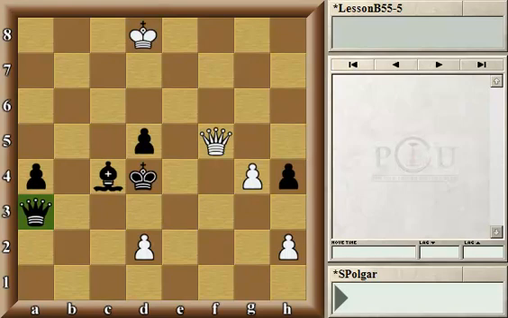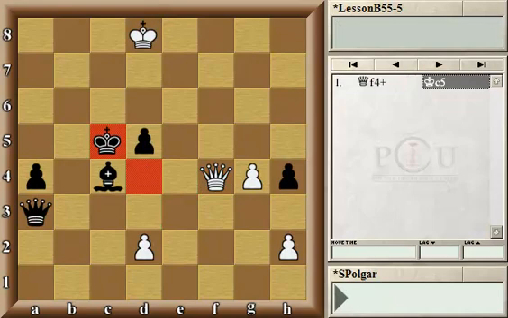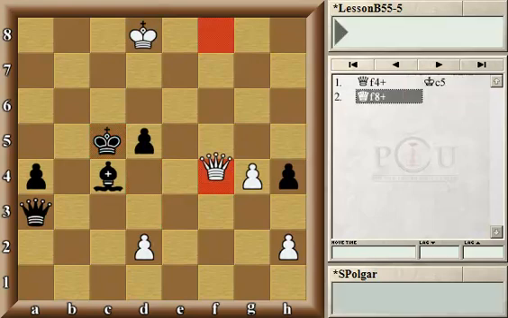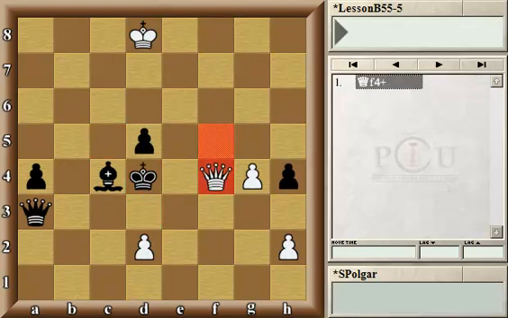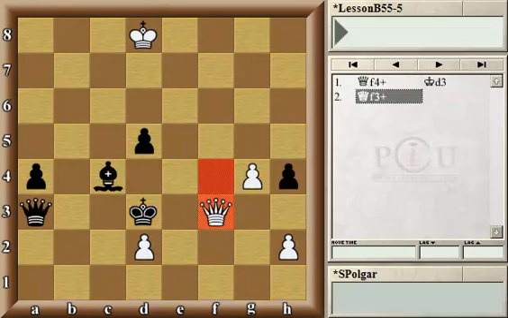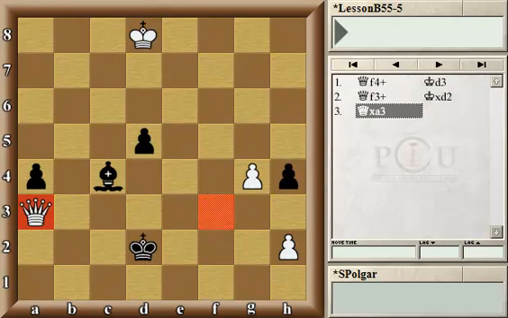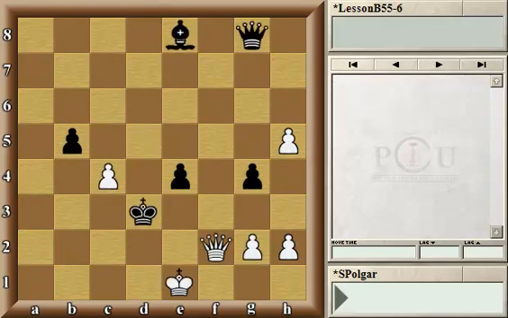So in this case, the first correct check is check on f4. Now the black king has to choose between two unpleasant choices, c5 or d3. If the king moves to c5, can you see the skewer? Yes, it comes from f8. Or if the king moved to d3, then the skewer comes from the third rank, and again, queen takes queen, resulting in significant material gain. Let's move on to the next example.